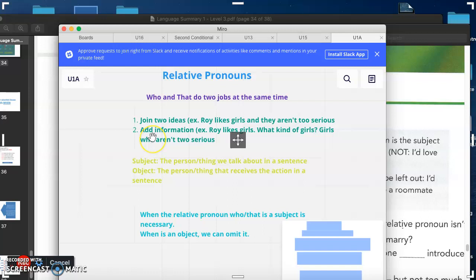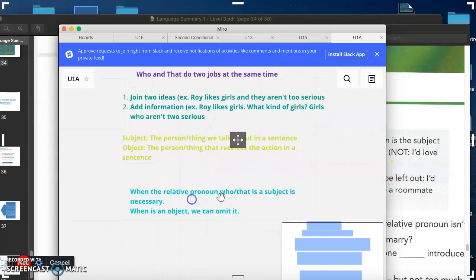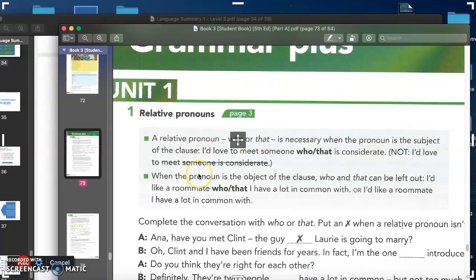And then we also use it to add information. Roy likes girls. That's all I need to know. But if I want some more information, so what kind of girls does he like? He likes girls who aren't too serious. So again, when the relative pronoun who or that is the subject of a clause or a sentence, it is necessary that we put it. But if it's the object, we can omit it.